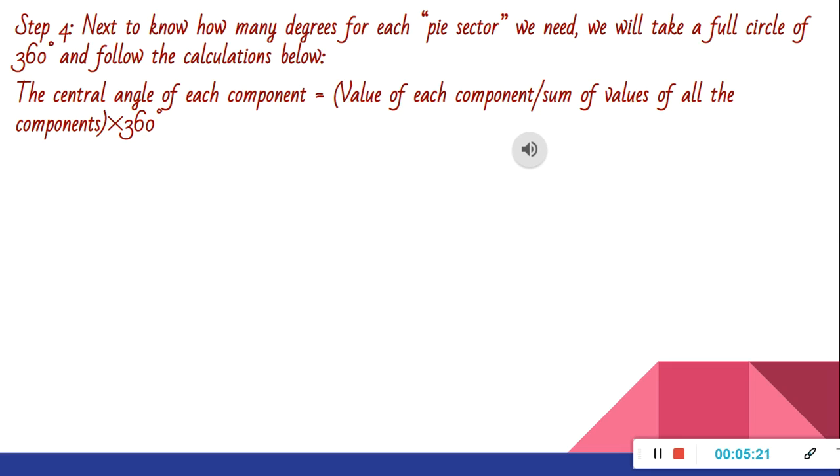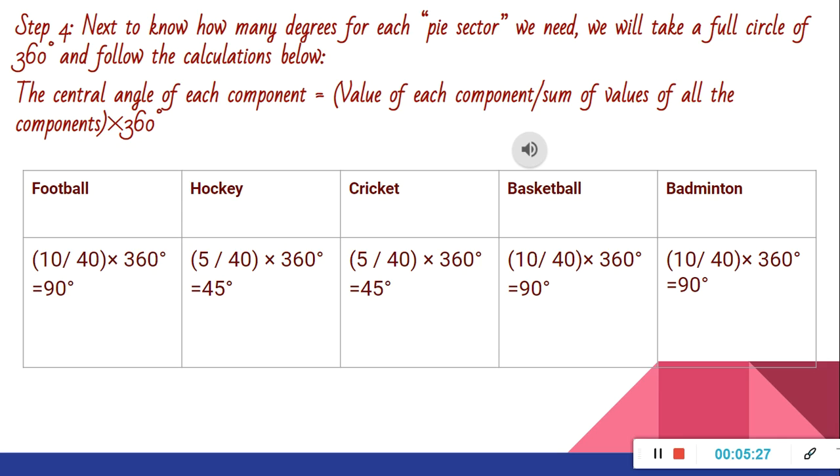That is 40. So the central angle of football, that is 10 upon 40 into 360, is equal to 90 degrees. Hockey, 5 upon 40 into 360, 45 degrees. Cricket also the same, 45 degrees. Basketball and badminton both are 10 upon 40 into 360, that is equal to 90 degrees each. So we got the central angle of each sport, that is football 90 degrees, hockey 45, cricket 45, basketball and badminton 90 degrees each. Now we can draw a pie chart.